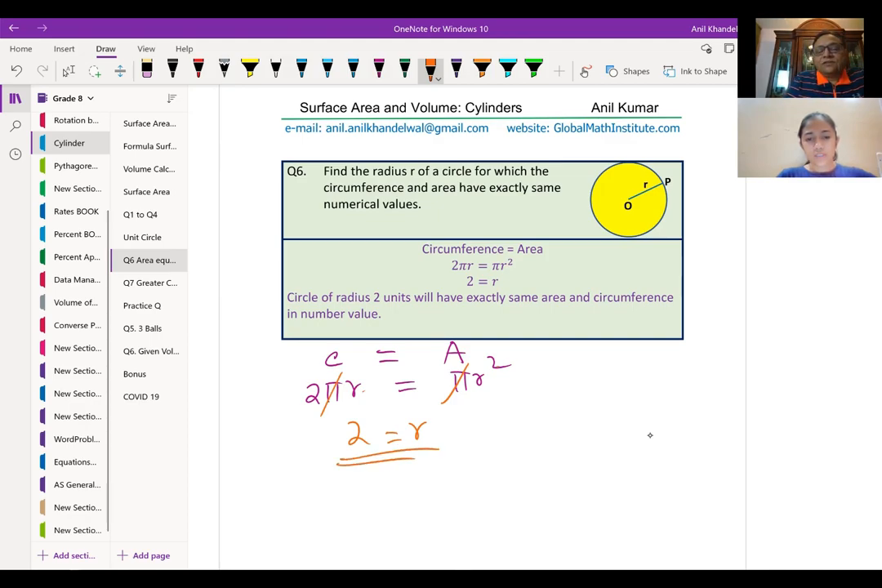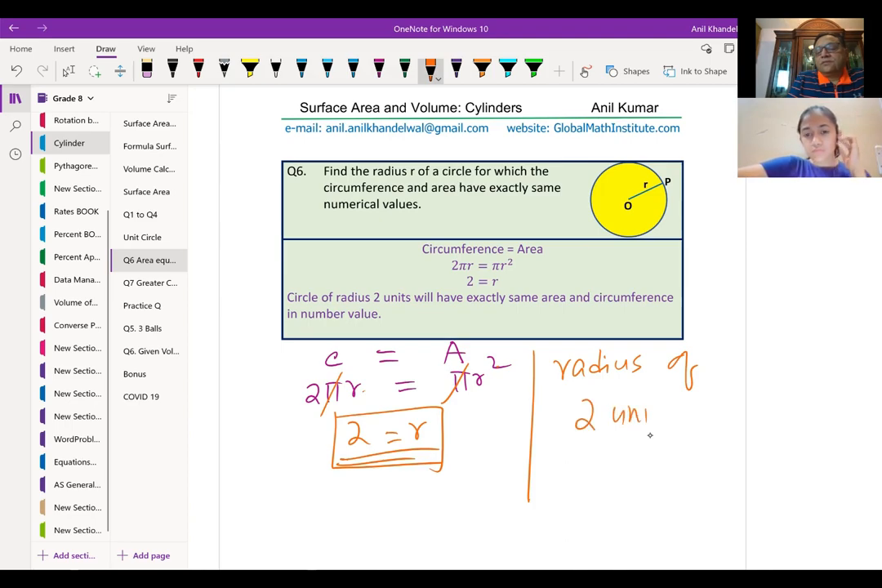So if I have a radius of 2 centimeters, 2 units, circumference equals area. Do you understand? Yes. So you understand one thing, that if radius is more than 2 units, area is more. If radius is less than 2 units, area is less, circumference is more. Okay? Very important thing.